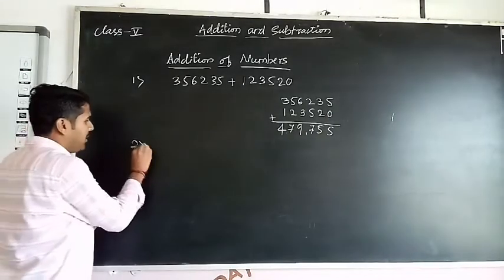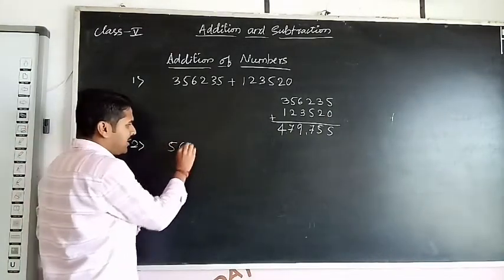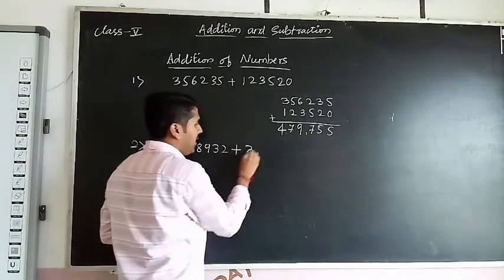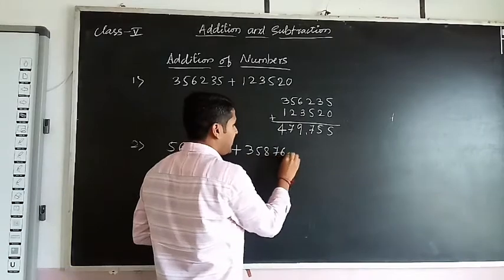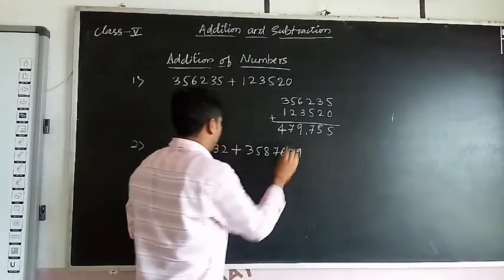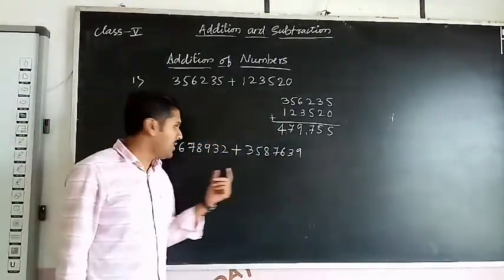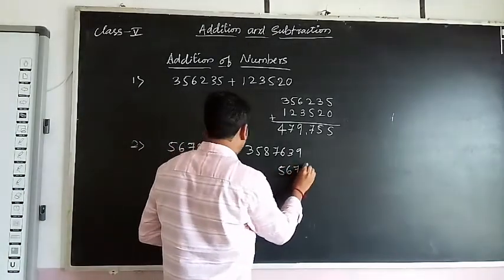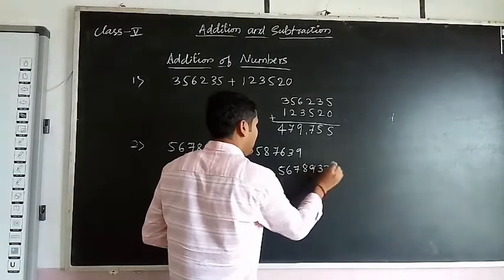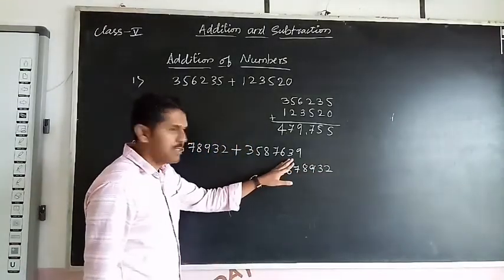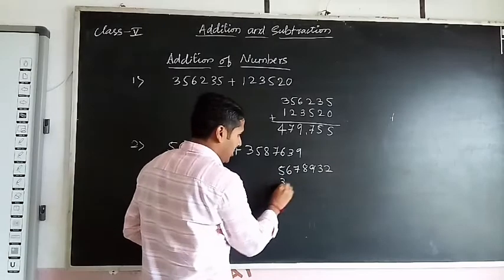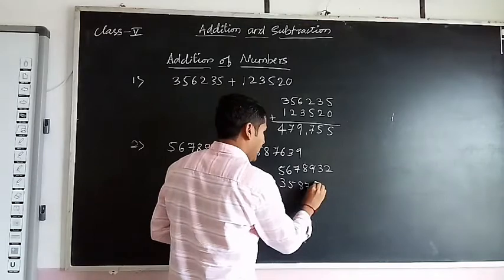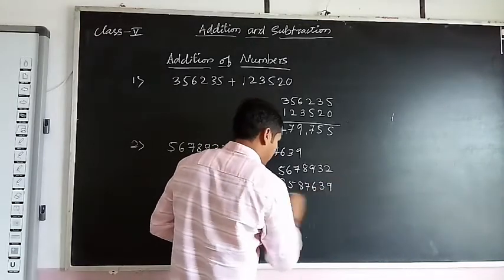So, take another number: 5, 6, 7, 8, 9, 3, 2 plus 3, 5, 8, 7, 6, 3, 9. So, how to add this number? Write down the number first, 5, 6, 7, 8, 9, 3, 2. Next, here also 7 digits. So write down the number below one another. 3, 5, 8, 7, 6, 3, 9.